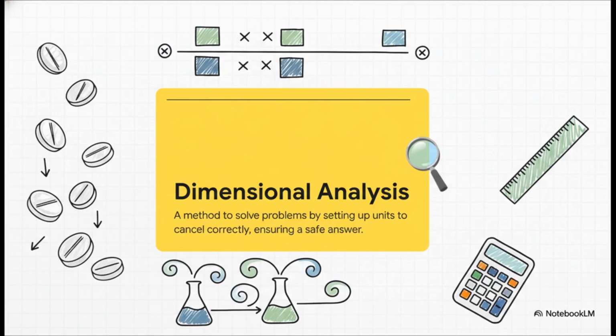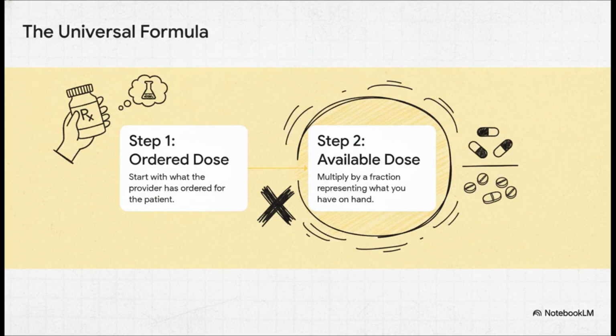So, what's the tool we're going to use for this? Well, it's called dimensional analysis. And look, don't let that fancy name scare you off. It's really just the safest, most reliable way to solve these problems. It's not some kind of math trick, it's a totally foolproof system. I mean, scientists and engineers use it all the time. And it basically lets the units themselves guide you straight to the right answer. And check this out. The core formula is incredibly simple. It's really just 2 steps.